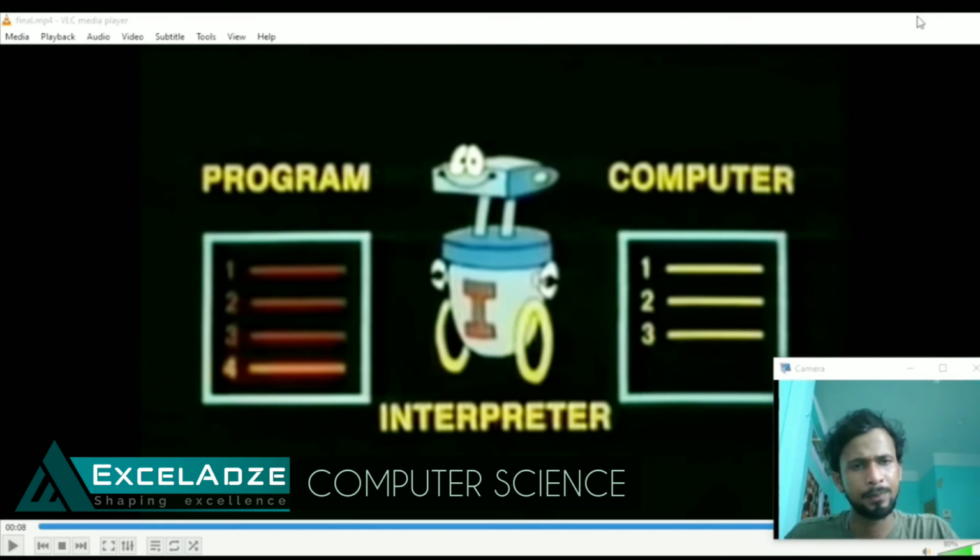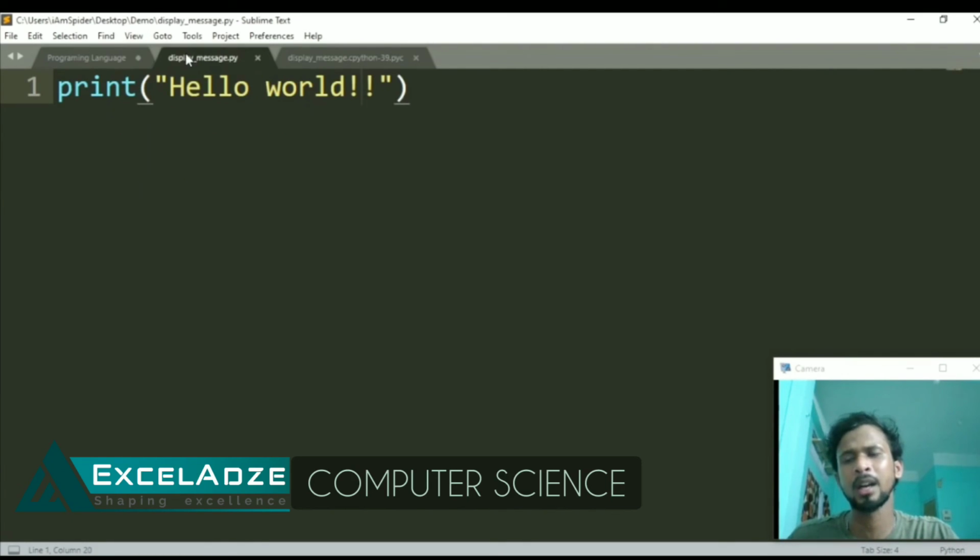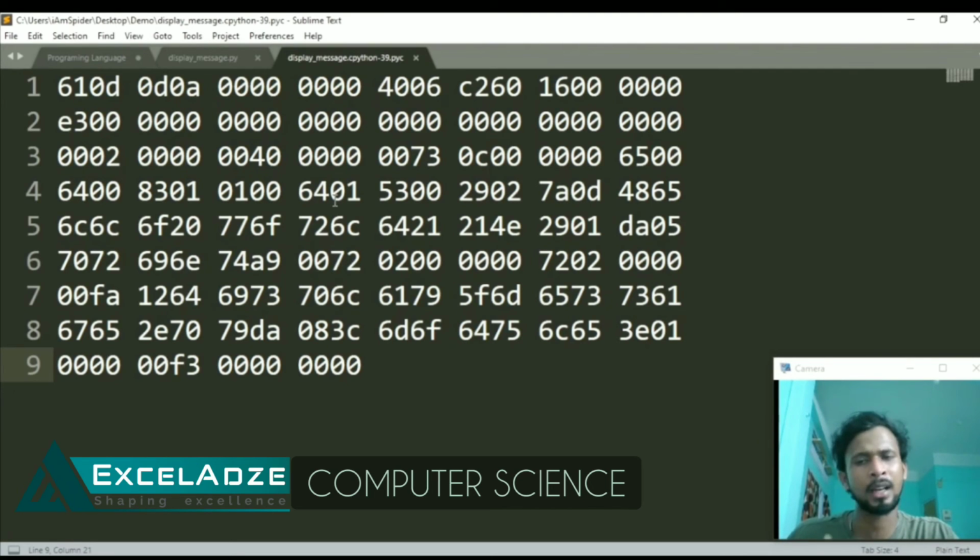So a quick recap: we have discussed the compiler, the interpreter, and the programming language. We can summarize that programming languages are pieces of software which convert your high level language to low level language. High level languages are the languages that can be understood by human beings, and low level languages are the languages that can be understood by the computer.